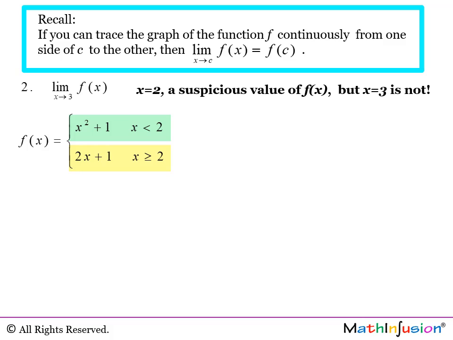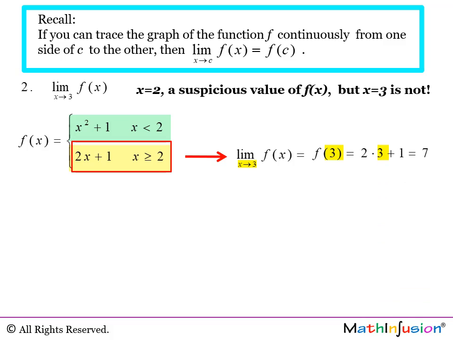The suspicious point is x equals 2. Calculus speaking, x equals 2 is very far away from x equals 3. When x equals 3, we are really comfortable in here. It means that we can just substitute 3 in the function. So using the branch for which x is greater than or equal to 2, because 3 is greater than 2, we just get that this is f of 3, which is 2 times 3 plus 1 equals 7.